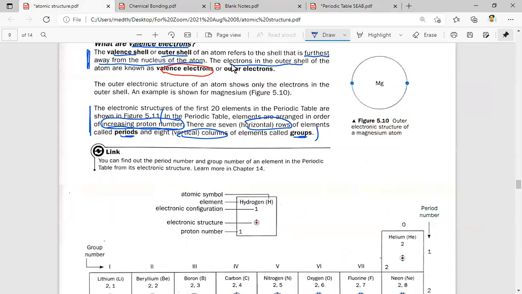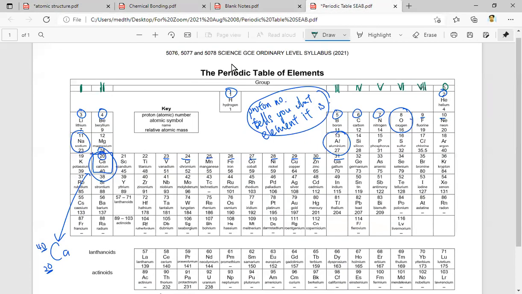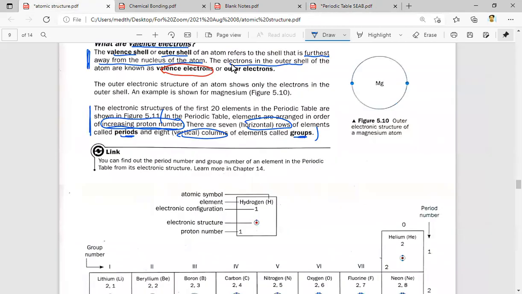Then in terms of the rows, how many rows are there? They say that there are 7 rows. Most people will get confused and think this is row 1. Wrong. This is not row 1. Row 1 is actually over here, because there's hydrogen and helium over here. Then there's row 2, row 3, row 4, row 5, row 6, row 7. So 7 rows over here. There are a total of 8 groups and 7 rows. That's your periodic table.